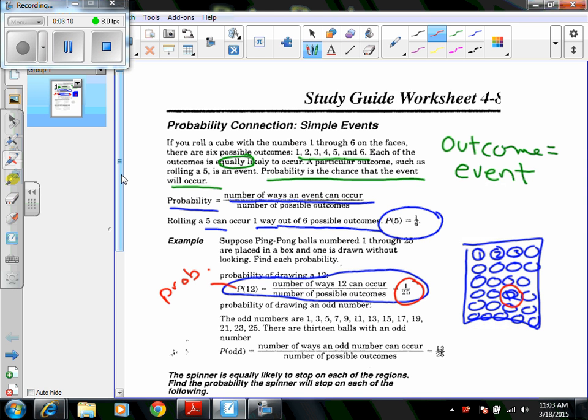Okay, the probability of drawing an odd number. So first I have to figure out how many odd numbers there are in the box. Well, there's 1, 3, 5, 7, 9, 11, 13, 15, 17, 19, 21, 23, and 25. There are 13 balls with an odd number. So the probability of drawing an odd number is 13 out of 25. There's 13 odd numbers, and there's 25 possible numbers.